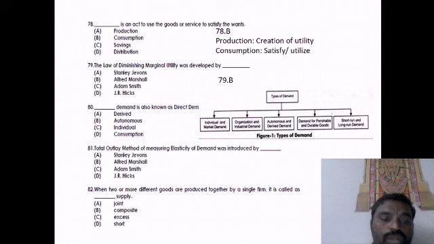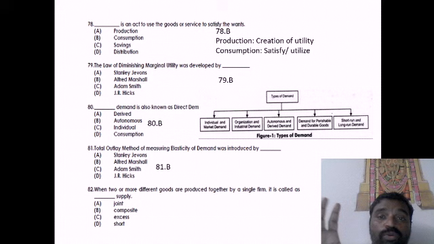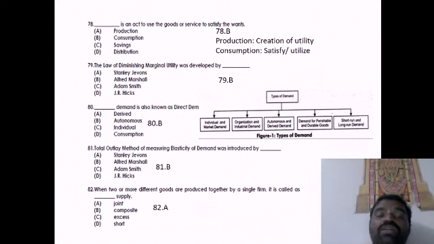Then the total outlay method of measuring elasticity of demand was introduced by Alfred Marshall. When two or more different goods are produced together by a single firm, it is called joint supply.